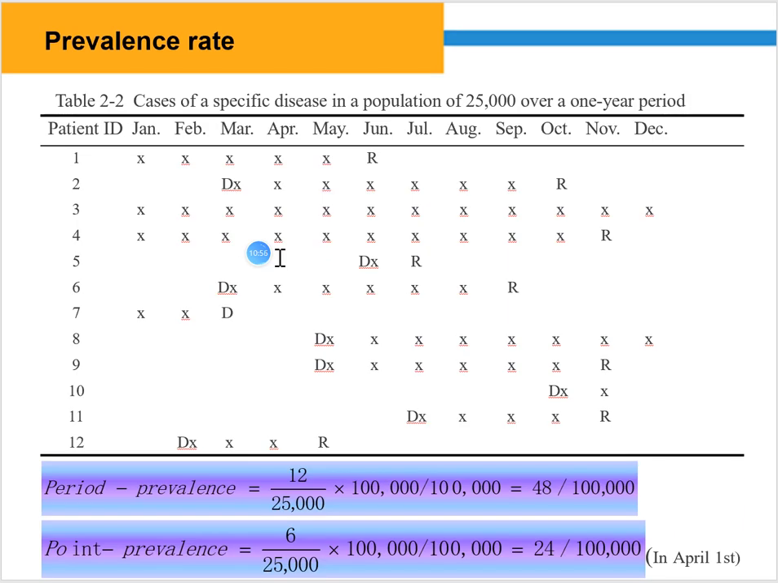This is an example about cases of a specific disease in a population of 25,000 over a 1-year period. There are 12 patients over a 1-year period. X means an existing patient. DX means a new patient occur. R means recovery. D means death.